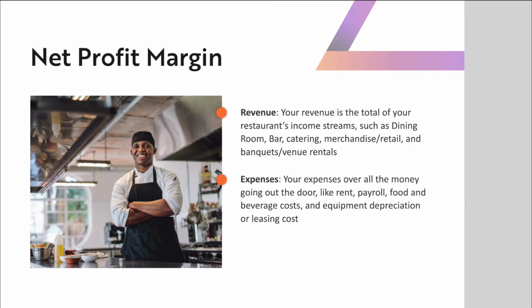Next is your expenses. This is all the money going out the door, like rent, payroll, food and beverage costs, and equipment depreciation or leasing costs. Lastly, we're going to talk about sales. So your sales are pretty self-explanatory. The sum value of everything your guests have purchased.